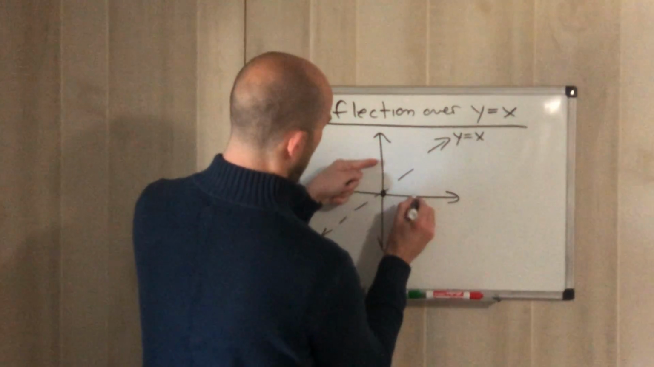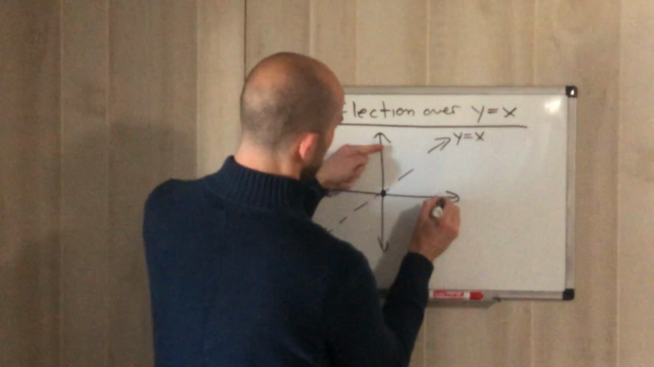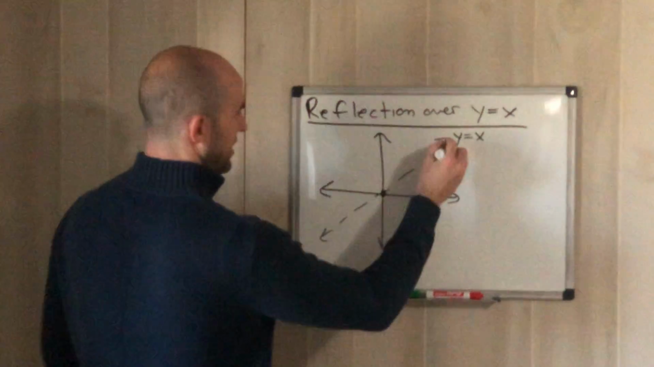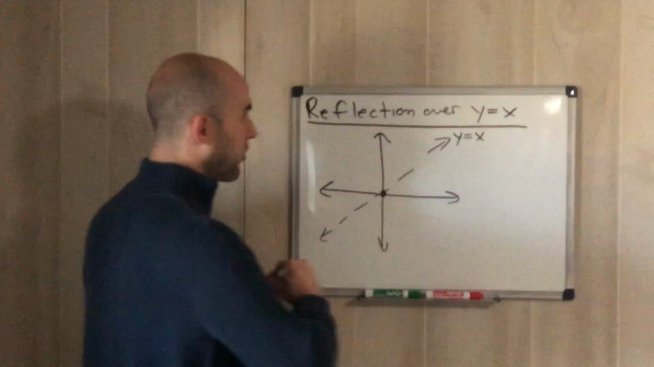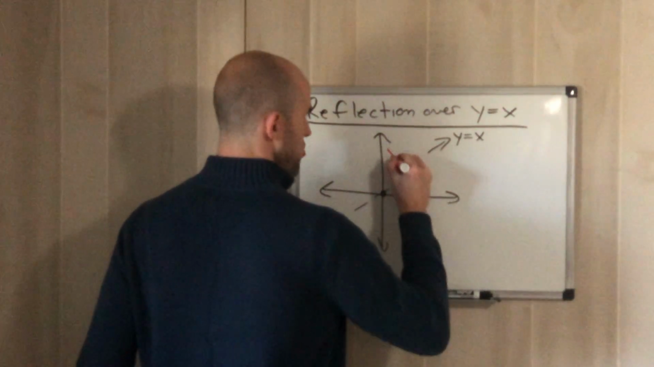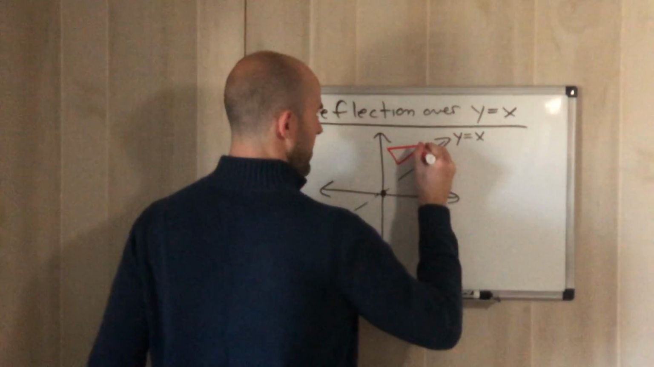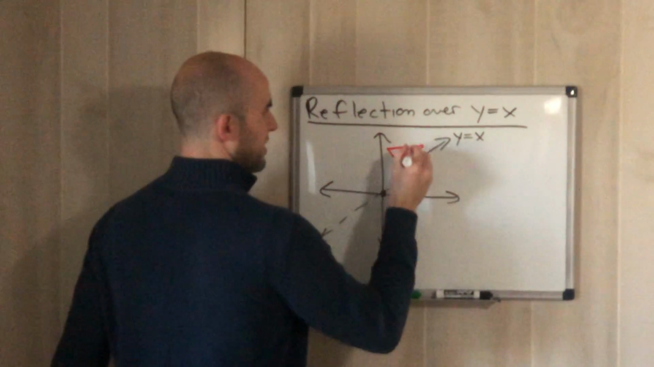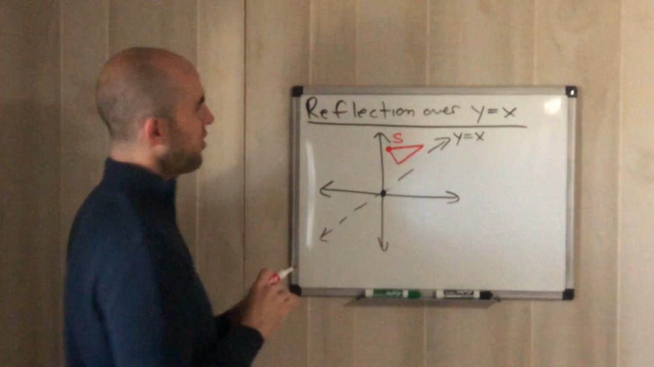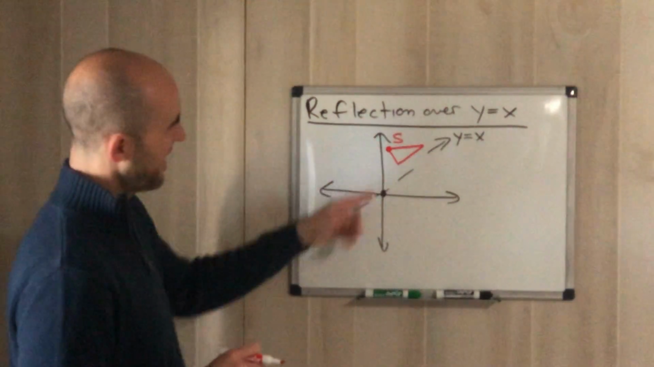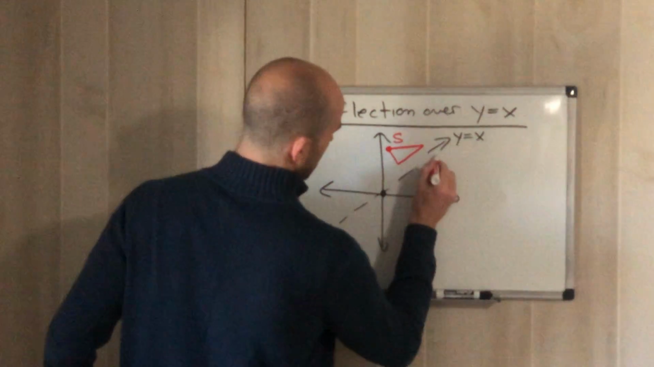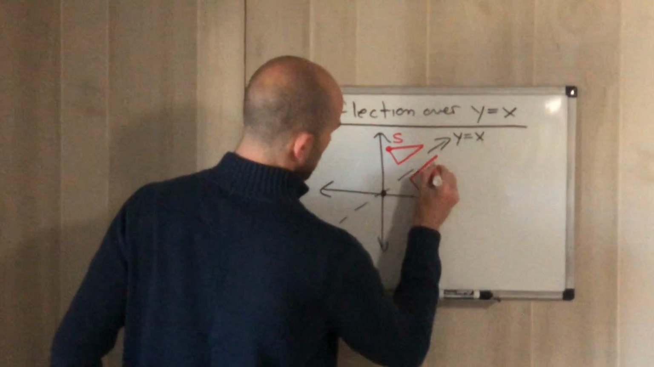If x is 2, y is 2. If x is 3, y is 3. X is negative 1, y is negative 1. So it's literally that line. So when you reflect over the line y equals x, it seems complicated, but it's not. Let's say you had a triangle that looks like this, where this here, let's call that one S. If I reflect it over y equals x, over this line, it's going to go from here to there. So it's going to end up looking like that because all we're doing is just reflecting it.